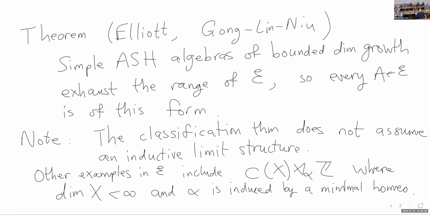I don't understand this note: the classification theorem does not assume an inductive limit structure. I'm saying here in this theorem that every object in E happens to be an inductive limit, because they exist for the possible invariants. But we don't need this fact to prove the theorem or to state the theorem. All right. And which year was it?